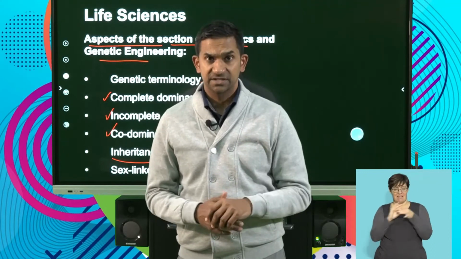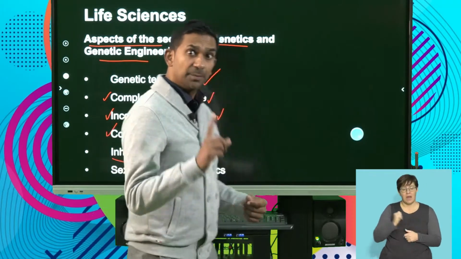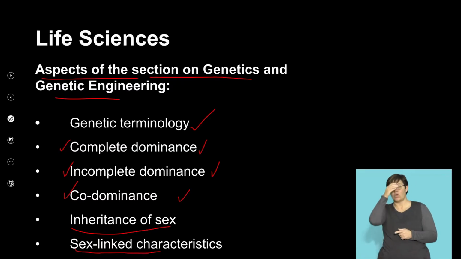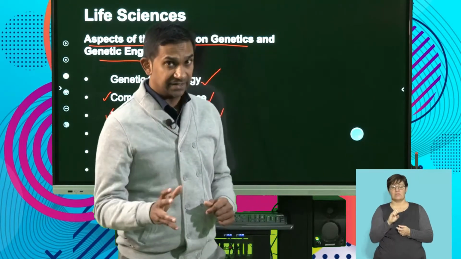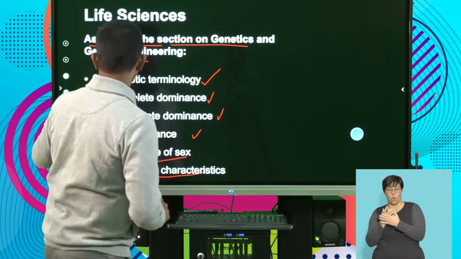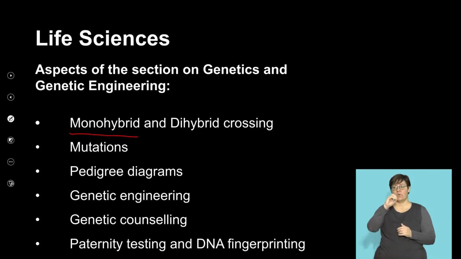sex-linked characteristics. So we've got to know how to determine gender, which is in the inheritance of sex, but also the concept of how characteristics are passed down when they're associated with the X chromosome. So we refer to that as the X-linked characteristics or the sex-linked characteristics. The next aspect would be the concept of monohybrid and dihybrid crosses. It's important that you know how to lay out a genetic diagram that shows you a monohybrid cross, as well as being able to interpret the Punnett square in a dihybrid cross.